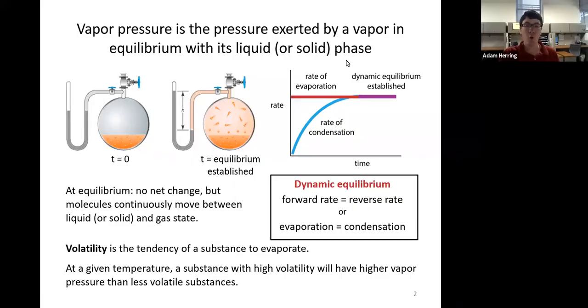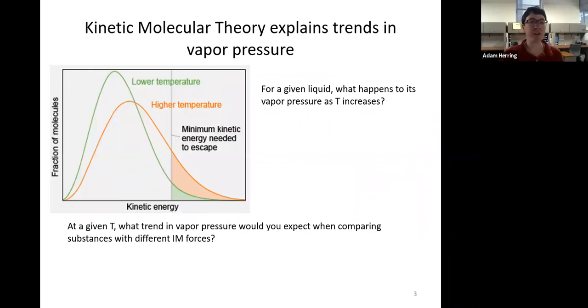Let's now address what would cause differences in volatility. When we looked at kinetic molecular theory, we saw how for a given collection of gas molecules, there's going to be a range of energies or speeds at which each gas molecule is. And we can understand the relationship between temperature and vapor pressure, as well as intermolecular forces and vapor pressure, by looking at a Boltzmann distribution for gas at different temperatures.